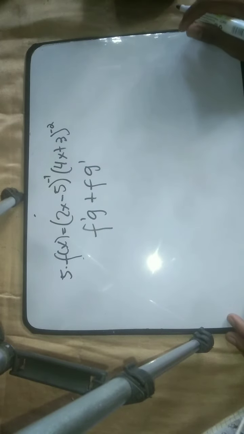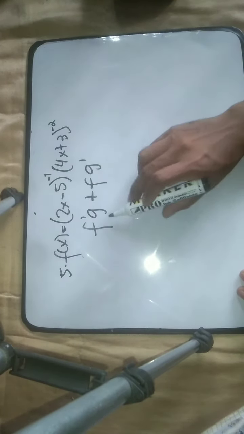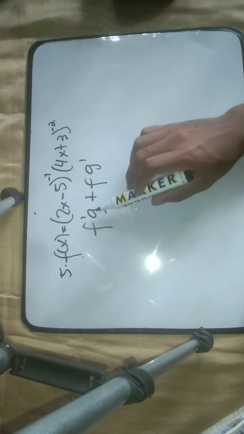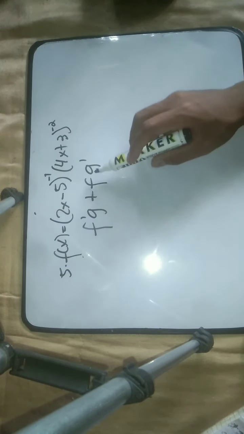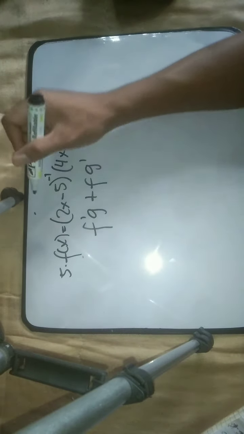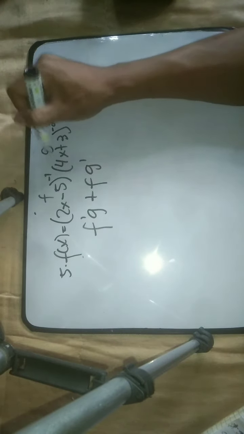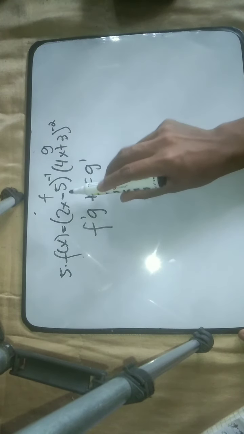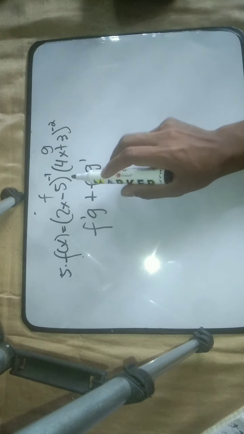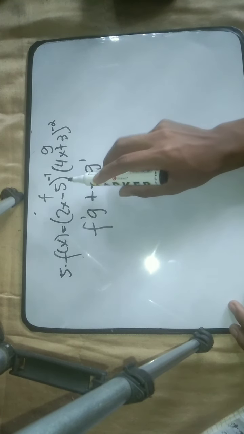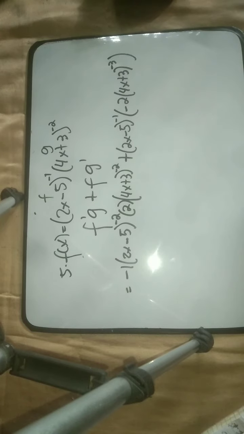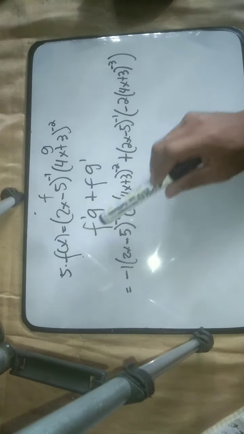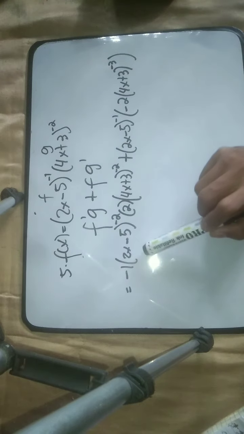For this next function, we will use the product rule formula: the derivative of f times g plus f times the derivative of g. Let's say this is our f and this is our g. To find the derivative of this function, we will use the chain rule.